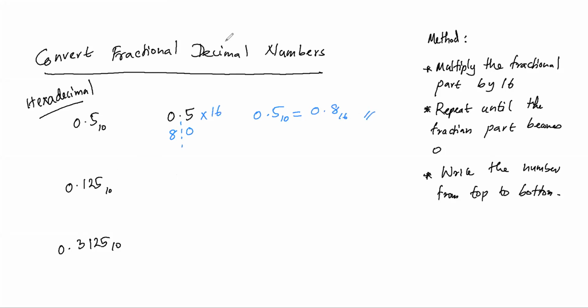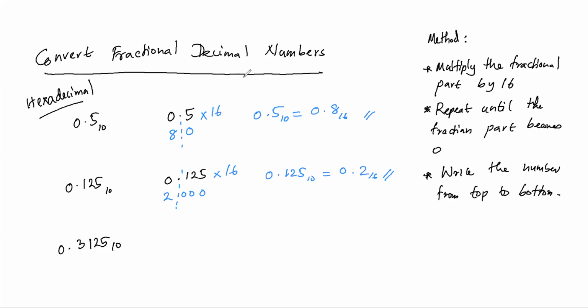So likewise, when you get 0.125, we are going to multiply the fractional side by 16. So when you have 0.125 into 16, yes, that becomes 2.000, this is 2. So that means 0.125 in base 10 equals 0.2 in base 16.